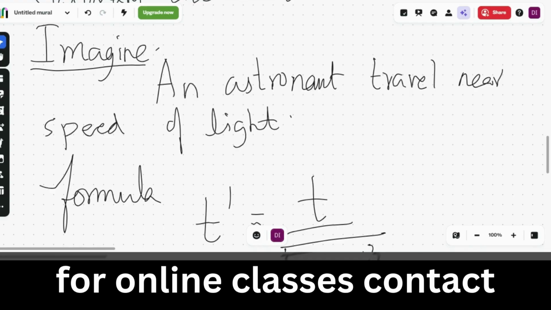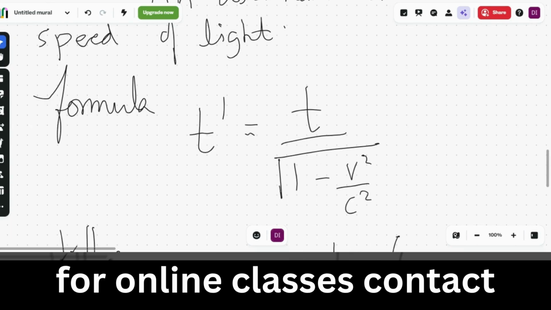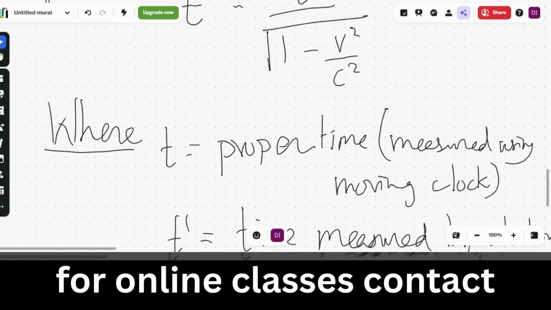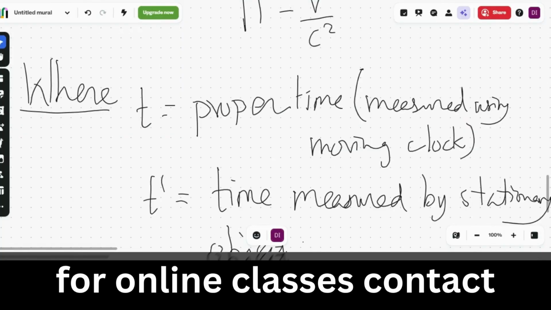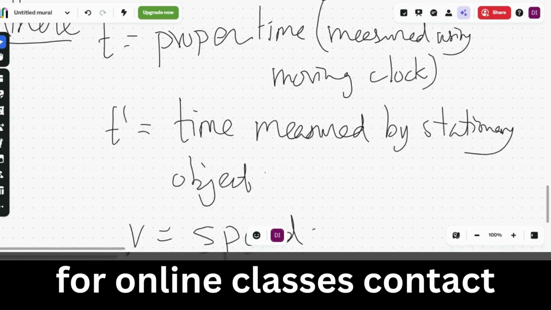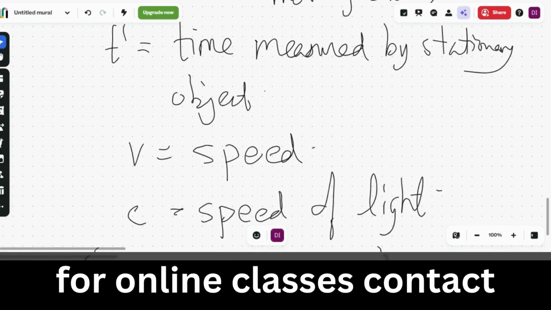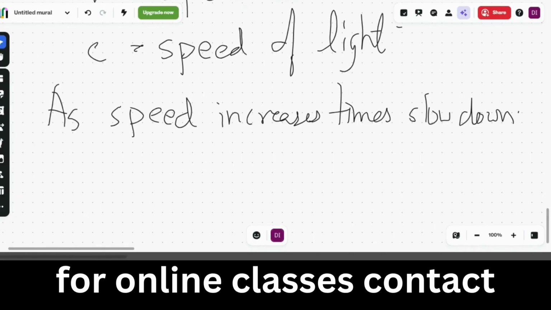The formula that we are going to use for time dilation is t dash is equal to t over the square root of 1 minus v square over c square. What is t? t is the proper time that is measured using the moving clock. t dash is the time measured by the stationary observer or clock. v is the speed that it is moving and c is the speed of light. As speed increases, time slows down.